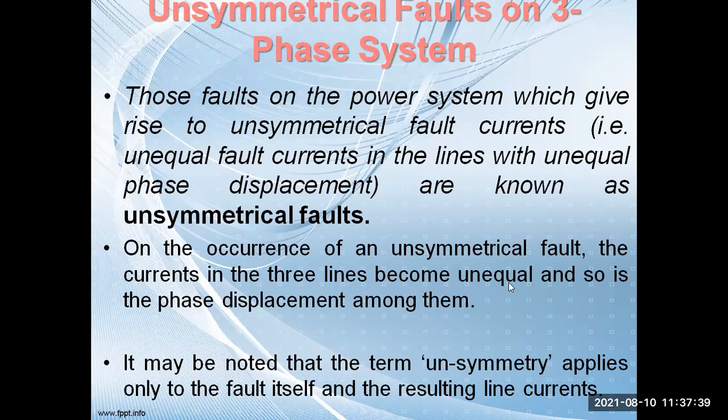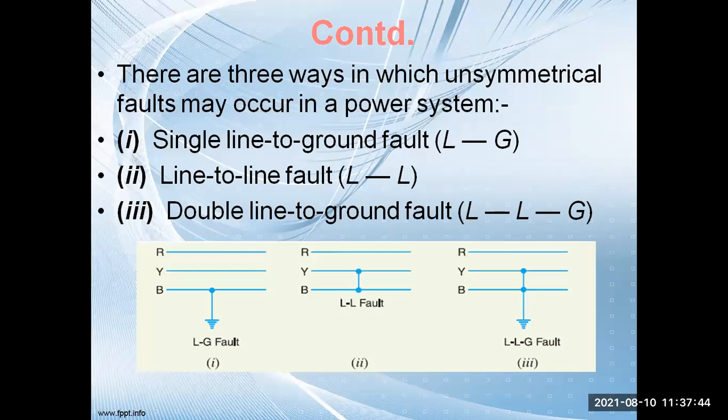That means that it is unequal magnitude and unequal phase displacement. So there are three ways in which unsymmetrical faults may occur in a power system. This is very, very important. What are the different kinds of unsymmetrical faults occurring in the unsymmetrical system?